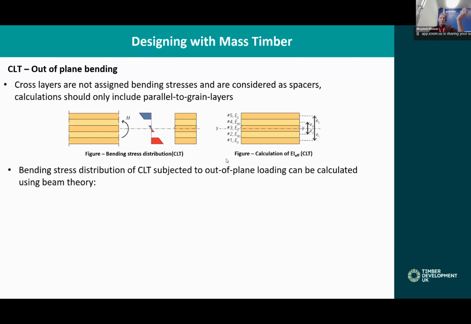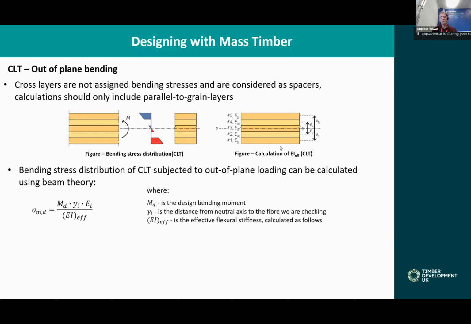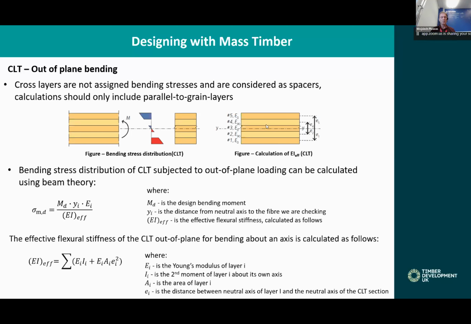Bending stress distribution of the CLT subjected to bending, the out-of-plane loading, can be calculated using Blaauwendraad theory, in a very similar way as you would calculate bending stress for solid timber. However, the only difference is you would use what we call the effective flexural stiffness. And this effective flexural stiffness is calculated using only the layers that run parallel to the grain, parallel to the main direction of the panel.